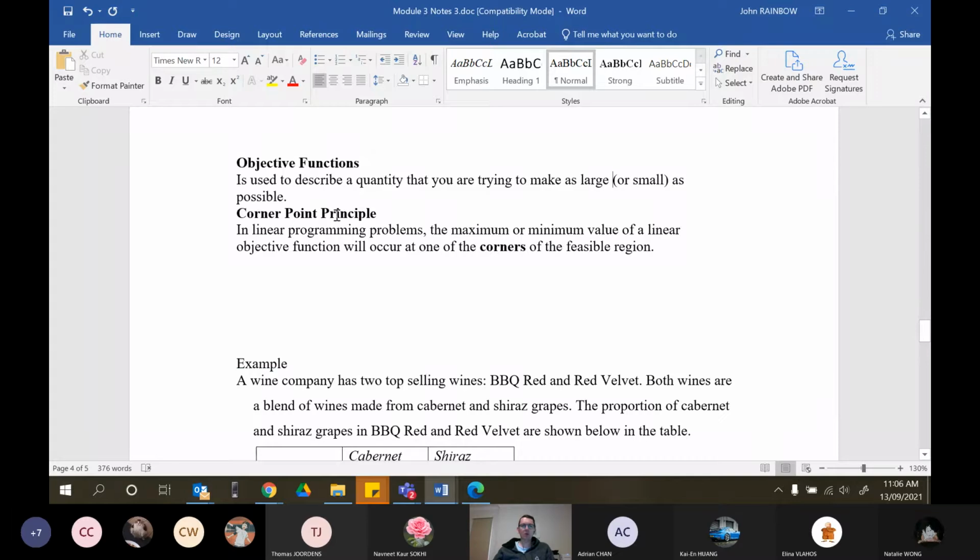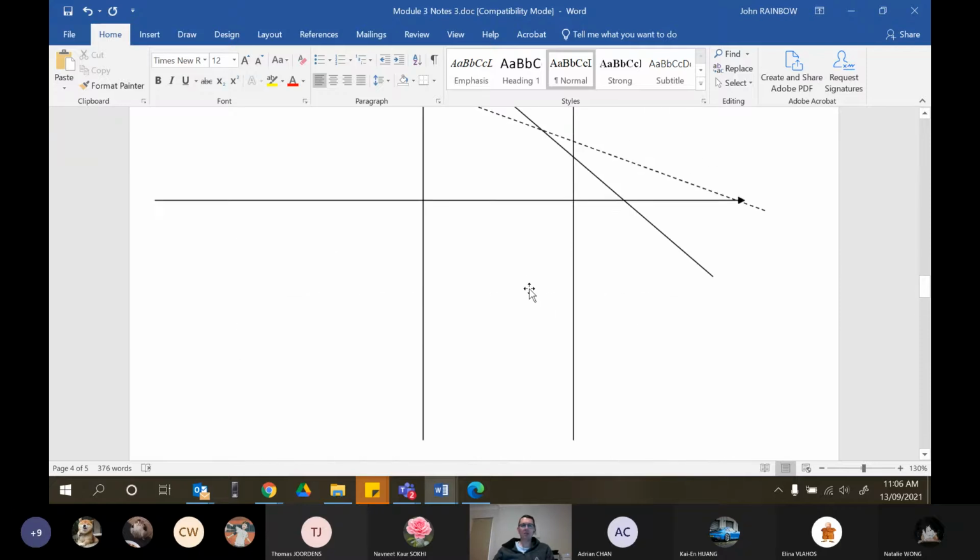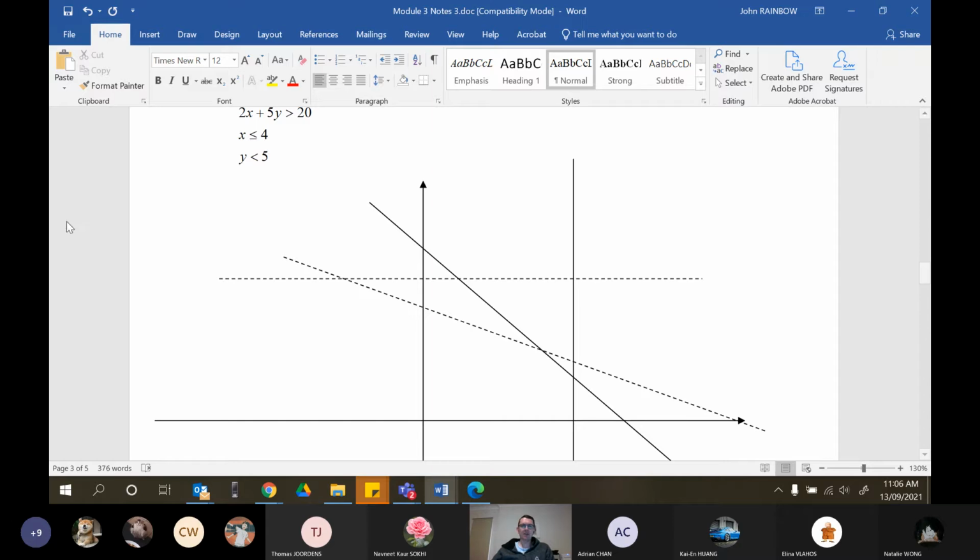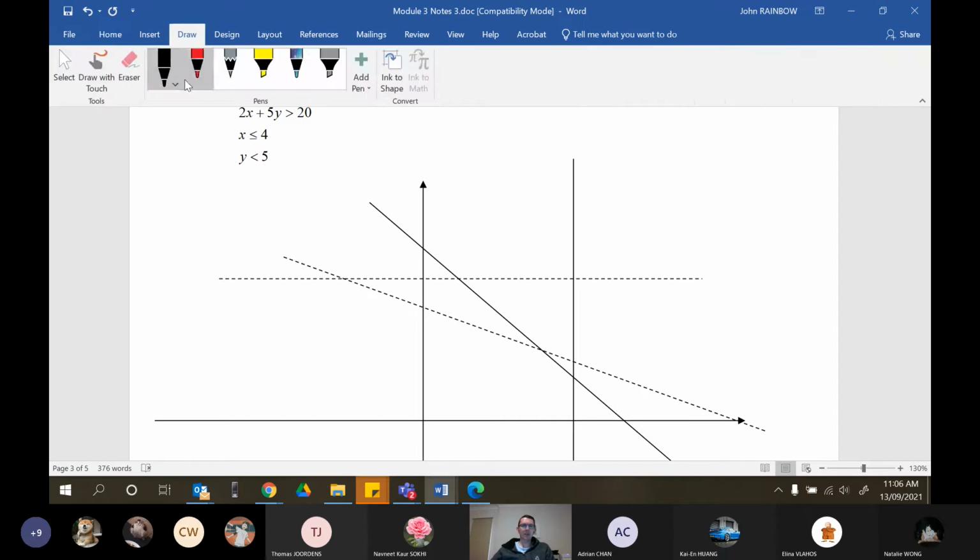We have a thing called corner point principle. In linear programming problems, the maximum and minimum values of a linear objective function will occur at one of the corner points of the feasible region. So in a feasible region, say your feasible region is in here. Okay, this is just say, this is your feasible region in this area.